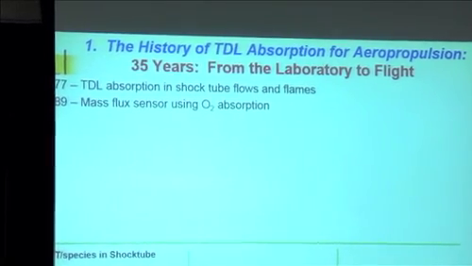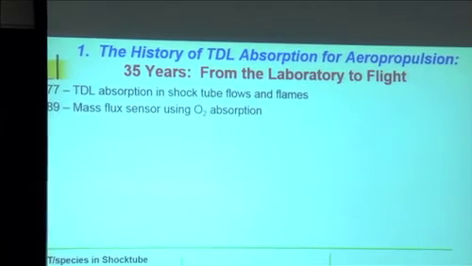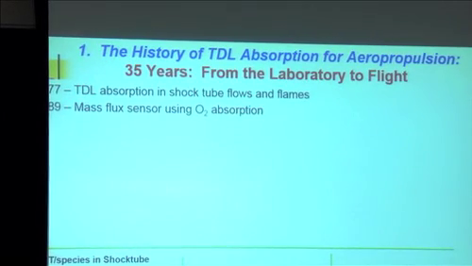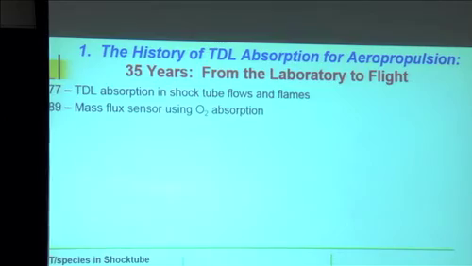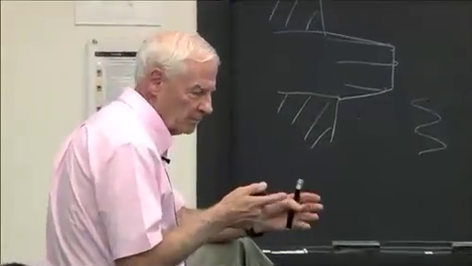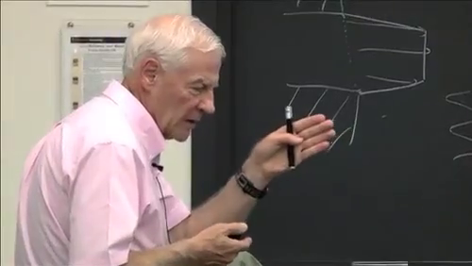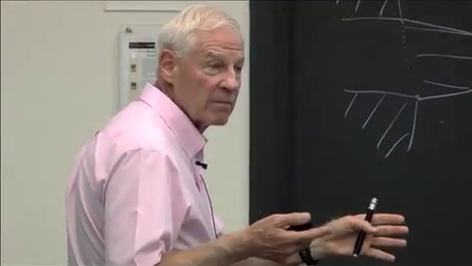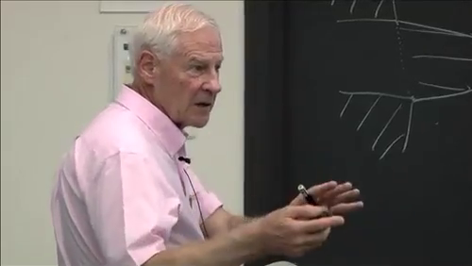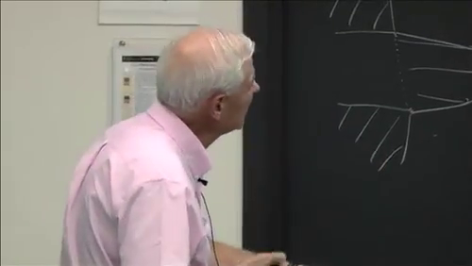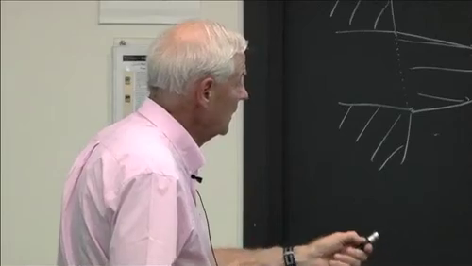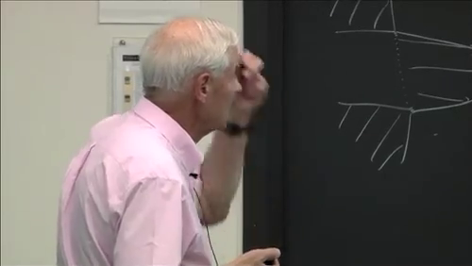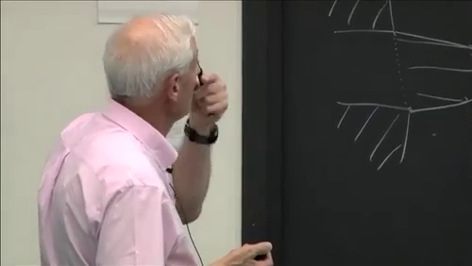So I started working on this in 1977. In those days, the tunable diode laser was cryogenically cooled. I had the first one outside of Los Alamos. These were tunable monochromatic lasers in the infrared. They were using them to study isotope separation. It was classified. They had it at Los Alamos. It finally came out around 1976, 1977. And I had one. And I began to use it to study flames and shock tube flows.